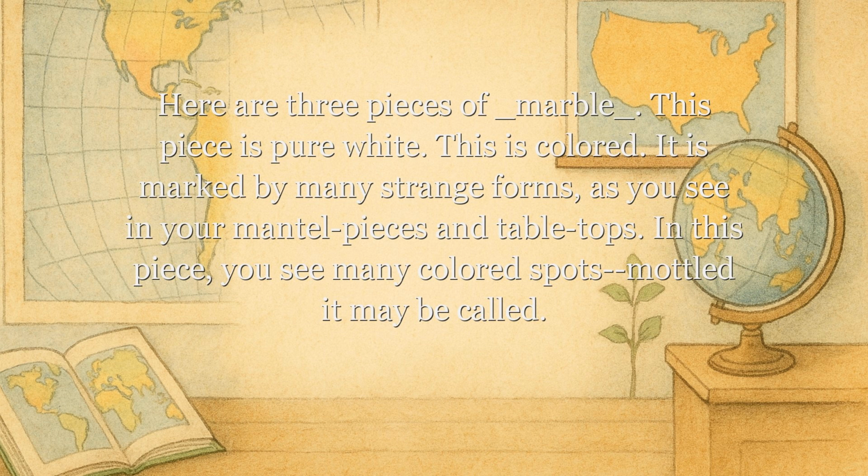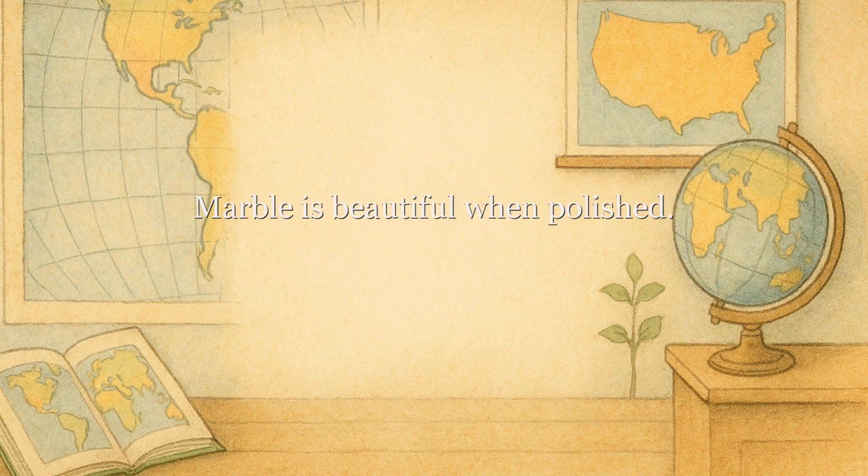Here are 3 pieces of marble. This piece is pure white. This is colored. It is marked by many strange forms, as you see in your mantelpieces and tabletops. In this piece you see many colored spots. Mottled, it may be called. Marble is beautiful when polished.